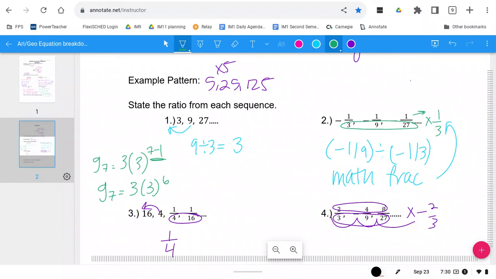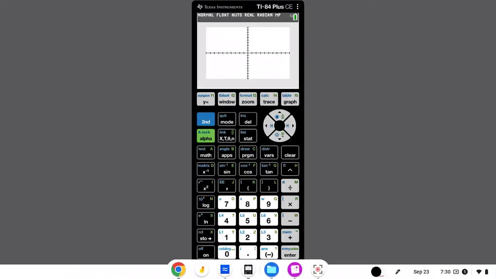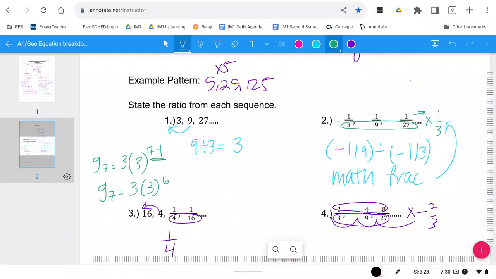Okay, the next thing you're going to do is go to your calculator. Mine's still frozen. So you're going to type in 3 parentheses 3, and then you're going to hit the caret symbol and then type in 6 and press enter. What you should get is 2,187.